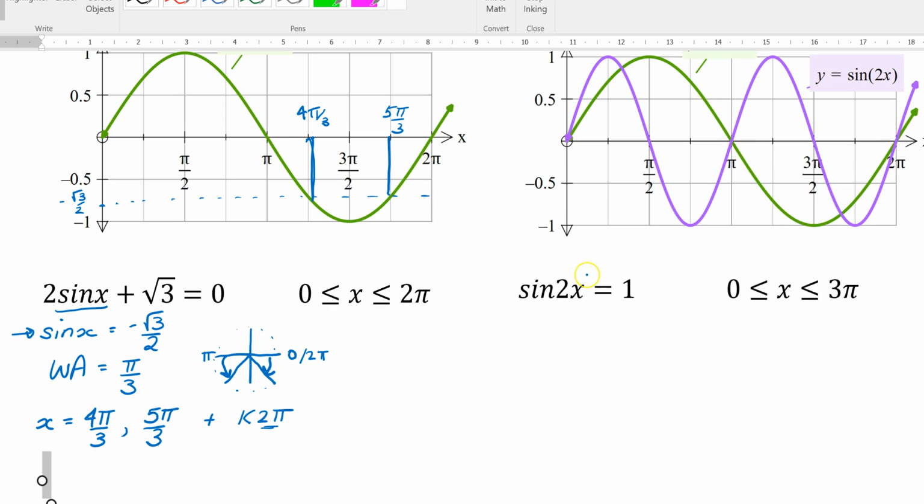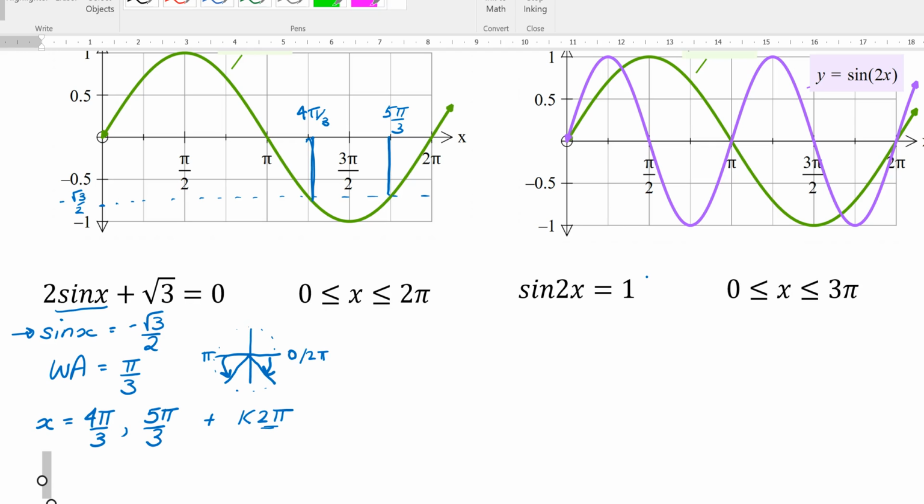What happens now is when we have a 2 in front, it means we have 2 graphs within that same period. So the period of this graph has now changed. It is now just pi. You'll see how that affects my solutions in a moment. So same thing now, we're going, okay, well, sine of 2x equals 1.